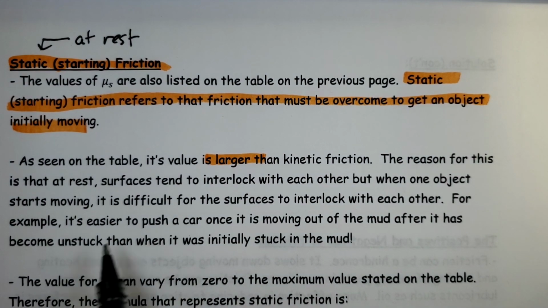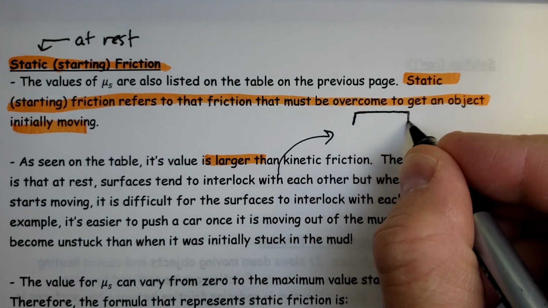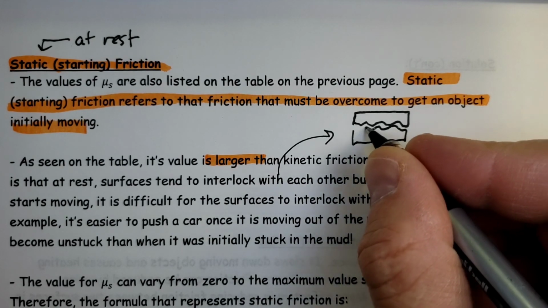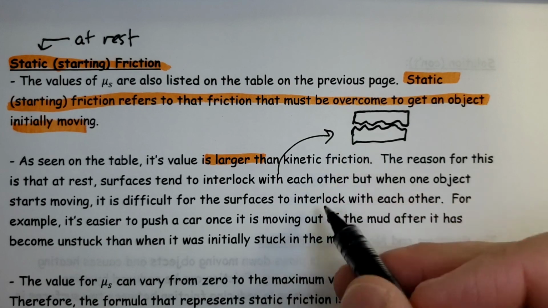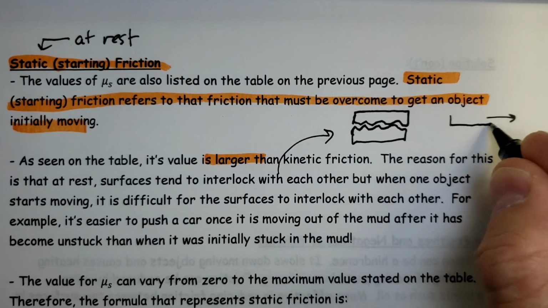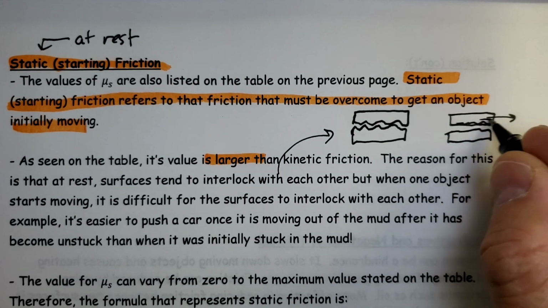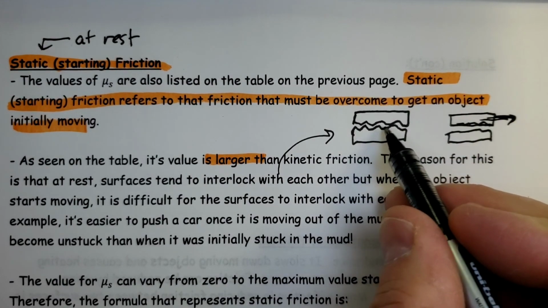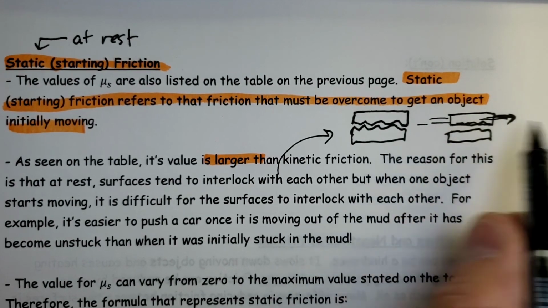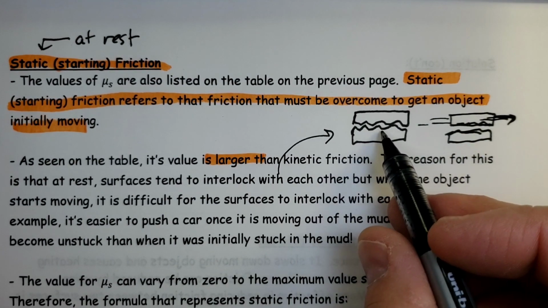The reason for this is that at rest, the surfaces interlock with each other. Just like I drew on that first page, if we have a book on a table, you can see things get interlocked. But once the object starts moving, it's not settling down and locking up. It's in a movement motion. Here we use those lines that they use in cartoons to imply that this is moving to the right, so it's not going to interlock as easily as when it's stopped.